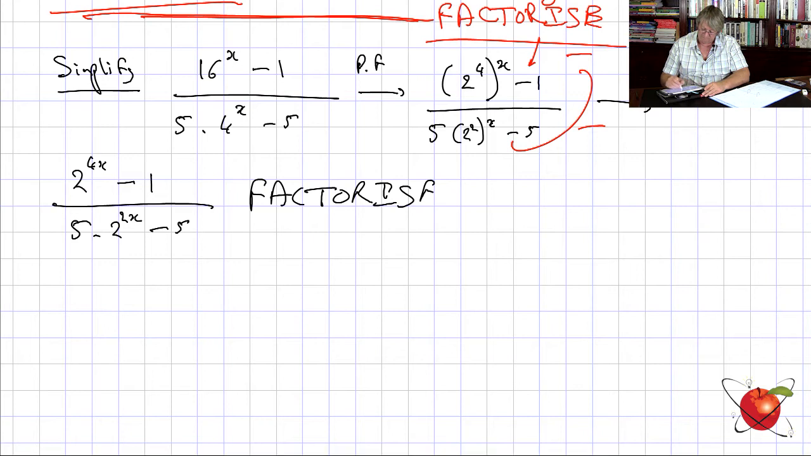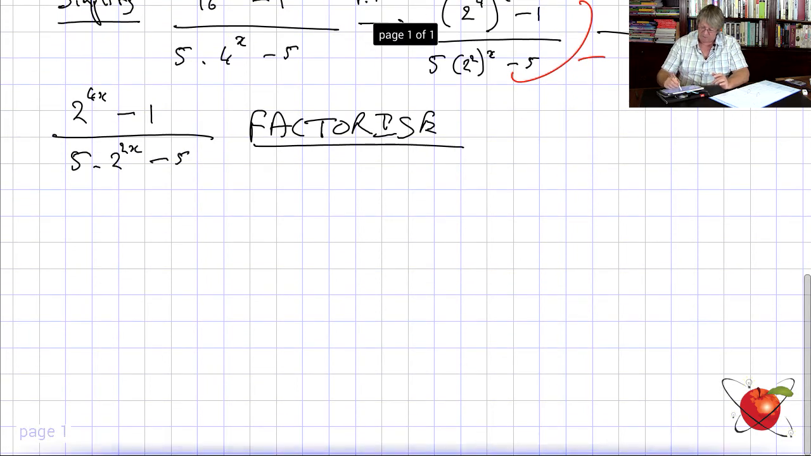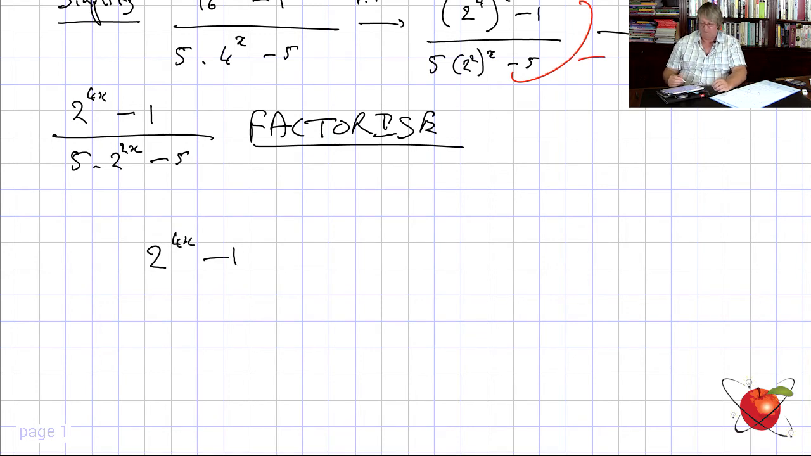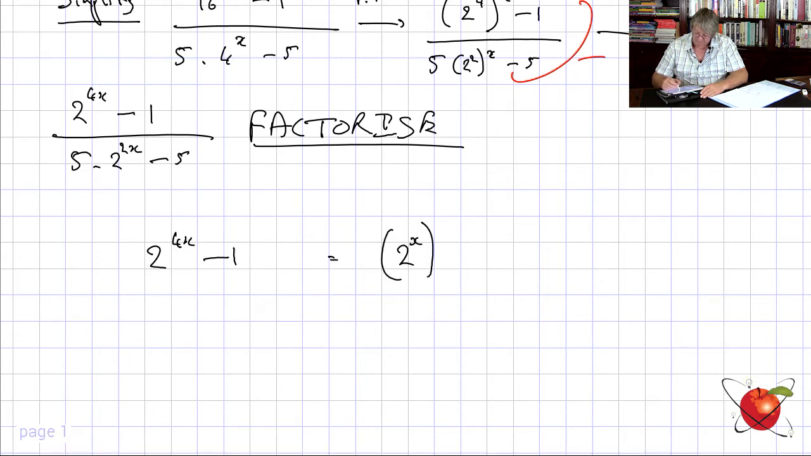Factorize. All right? The secret here, let's just spend a second looking at this 2 to the power of 4x. This is 2 to the power of 4x minus 1 on top. I'm going to subtly change it. That is 2 to the power of x, all to the 4th. Isn't it? Right? All I've done is I've switched around, I've put the x inside.